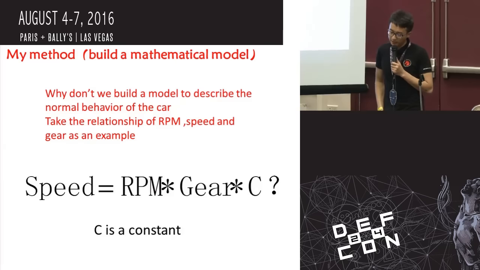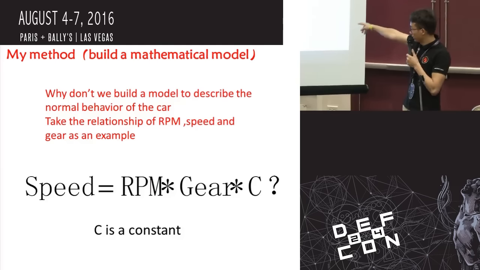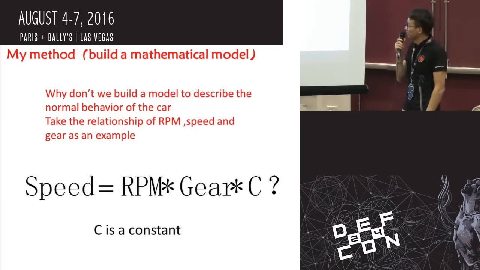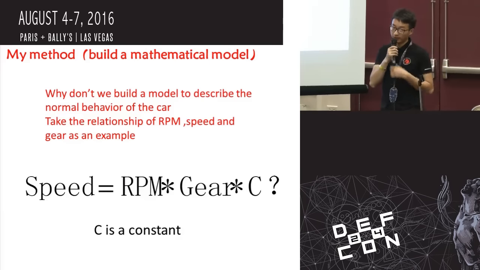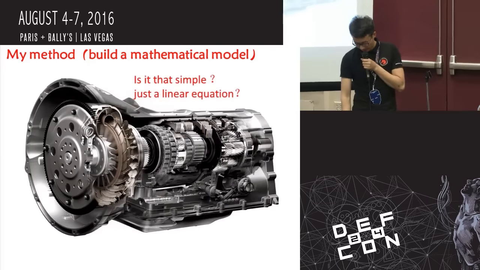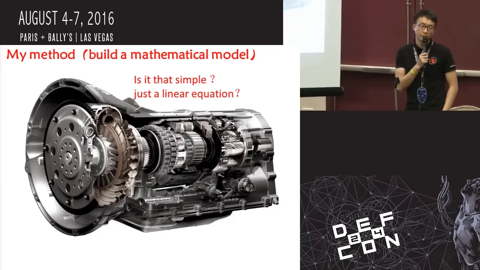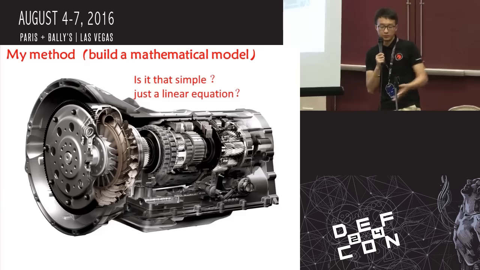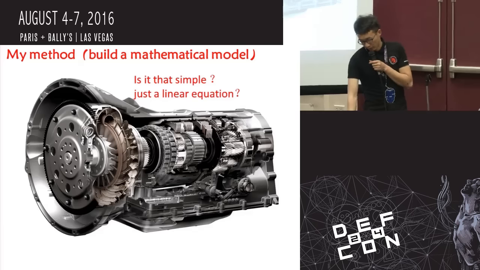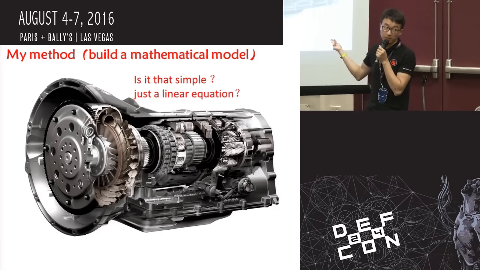I have explained that the relationship can be used to detect this kind of attack, but how to implement it? For example, take this equation, just a linear equation: RPM multiplied by gear and multiplied by another constant is the speed. Is it that simple? It's not that simple. This is a typical transmission, and it has many clutches. When you have a clutch, you introduce non-linearity. So the equation I've just shown is not practical. You cannot use a simple mathematical model to describe the relationship between those parameters.